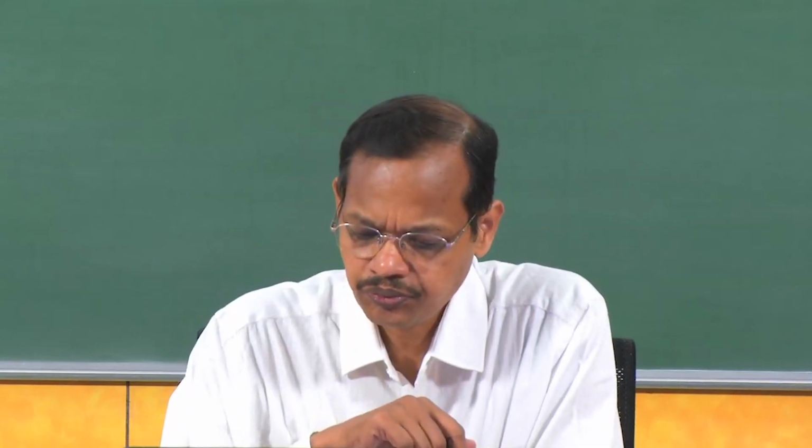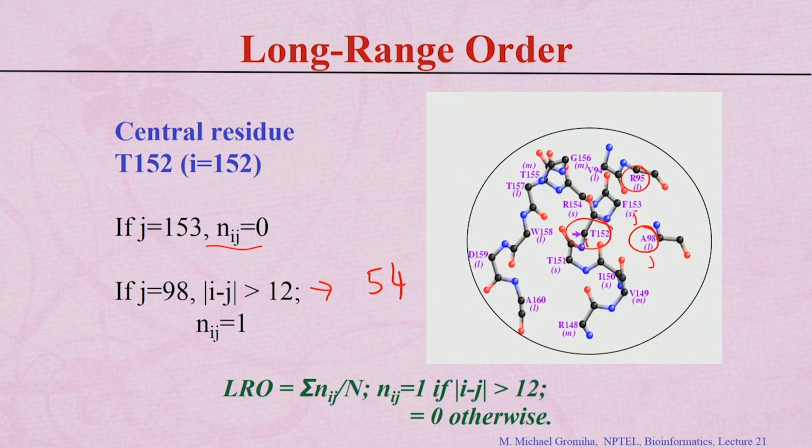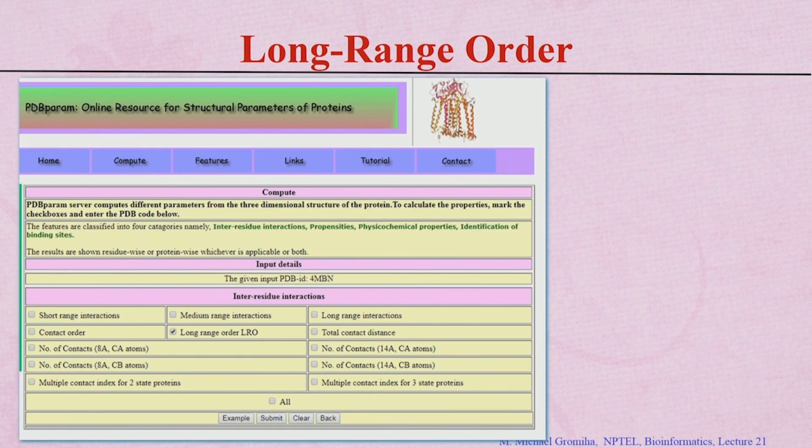If we take 152, how many residues are forming the long range contacts? 98, 95 and 94. In this case you can see Nij is equal to 1, 2, 3. Then if you have the Nij, we know the number of residues in your protein and you can calculate this long range order using this equation. If Nij equal to 3, then 3 divided by, for example, 153, and you can get the value. So you can use PDB param to obtain the values.